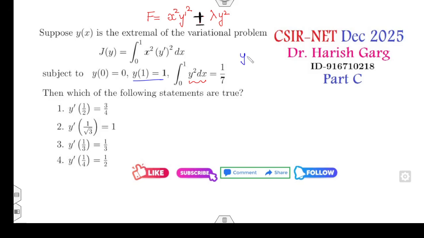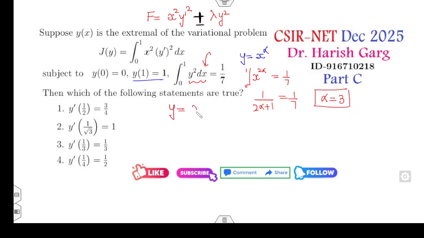So now you can get the value of alpha. From 0 to 1, x raised to power 2 alpha is 1 over 7. If you integrate, 1 over 2 alpha plus 1 is 1 over 7. Alpha must be 3. So your equation becomes y is equal to x cube. And your target is to find the derivatives. Now you can check your options.